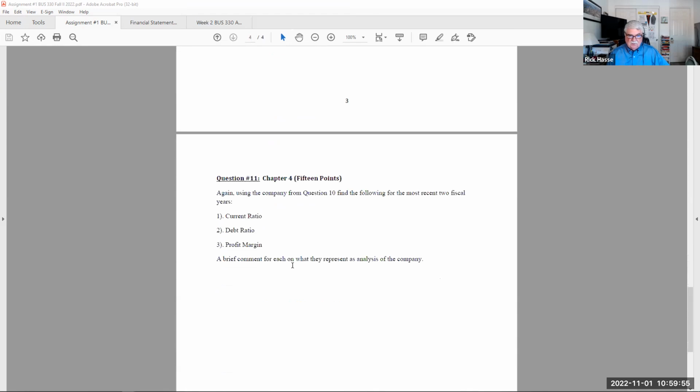And then finally, in question 11, with the same company you selected in question 10, please find for the last 2 fiscal years the current ratio of the company, the debt ratio of the company, the profit margin of the company, and write a brief 1 or 2 sentence comment on what they represent as an analysis of the company. What does the current ratio represent? What does the debt ratio tell us? What is the profit margin? Don't forget to write that explanation or you won't get full 15-point credit.